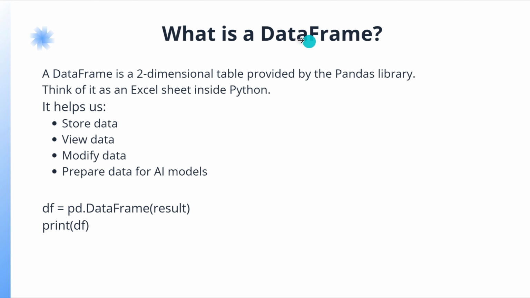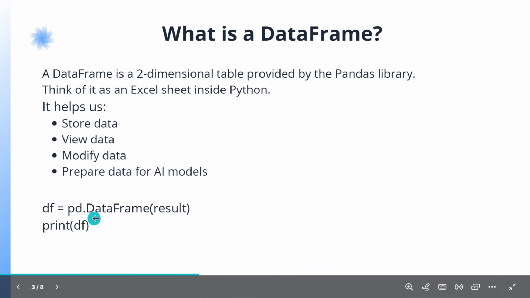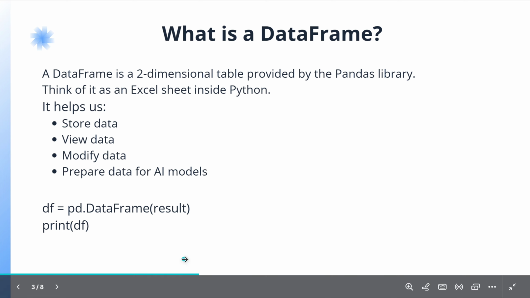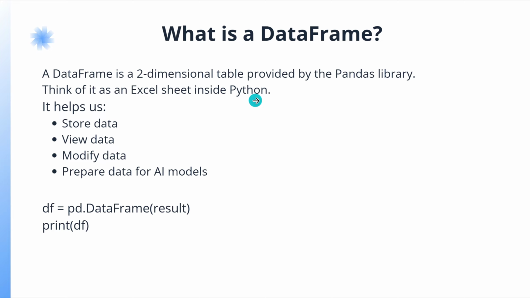Now what is a data frame? A data frame is a two-dimensional table provided by the pandas library. In yesterday's code, the two lines were df equals pd dot DataFrame result, then print df. Now df is just a variable and pd is the abbreviation given to the pandas library, and dot DataFrame. Why are we using it? If we have any unstructured data, it will automatically convert the data into tabular form. Like it is written over here, think of it as an Excel sheet inside Python.